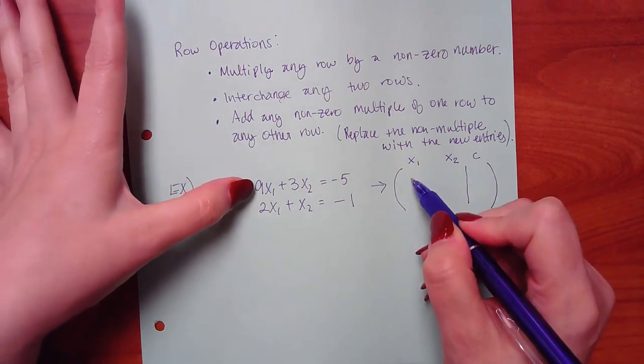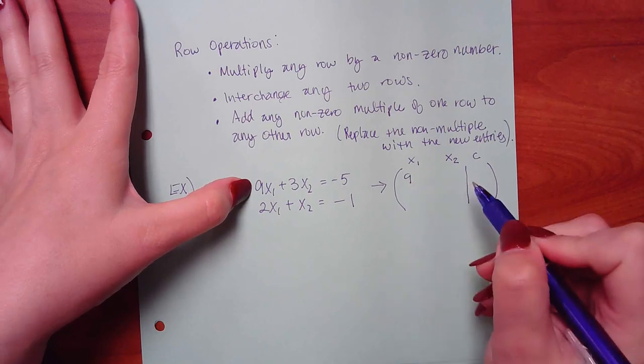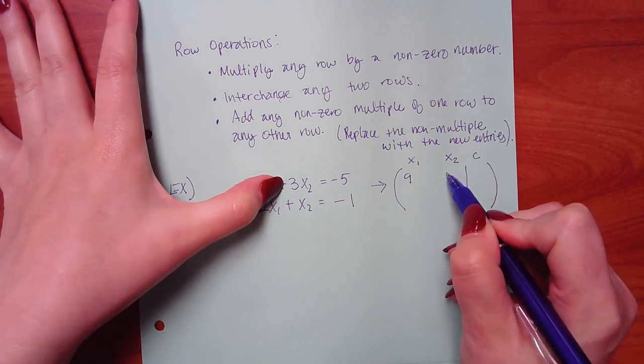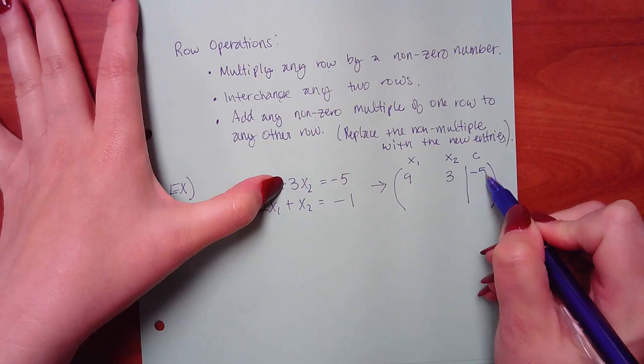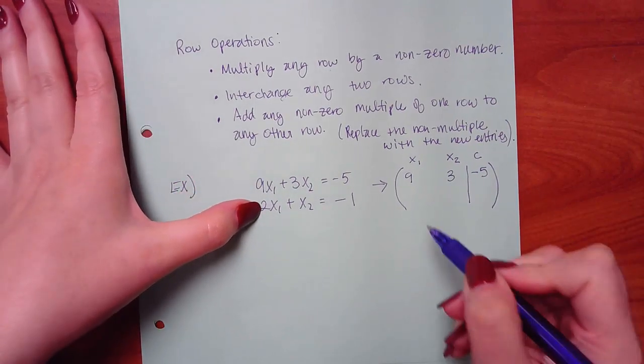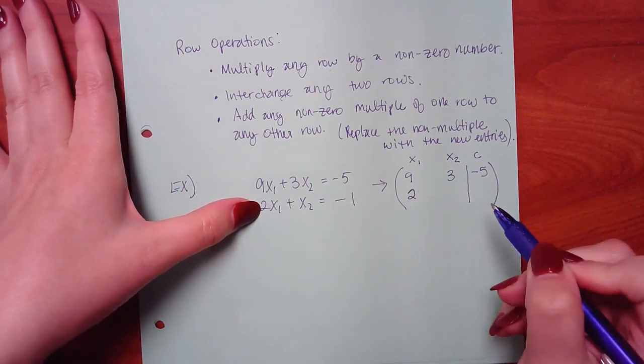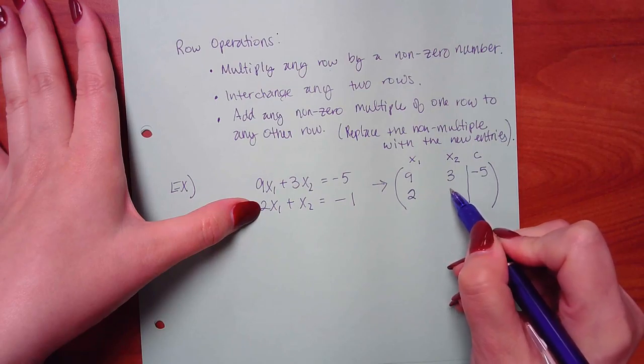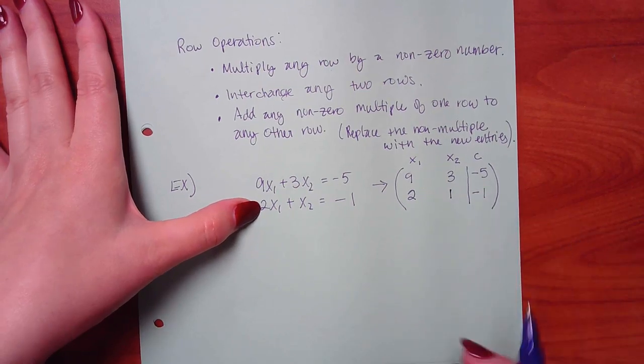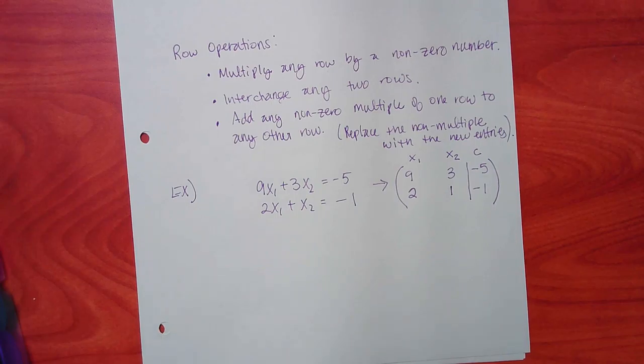So the coefficient of x1 in the top one is 9. The coefficient of x2 in the top equation is 3, and then the constant is a negative 5. The coefficient for the bottom equation is 2, and then 1, and then a negative 1. Okay? So that's my augmented matrix. Unfortunately, you will have fractions almost all the time. So I usually use the calculator for my fractions if I'm too lazy to do it in my head. I don't have a calculator today, so I'm going to try to do them in my head.